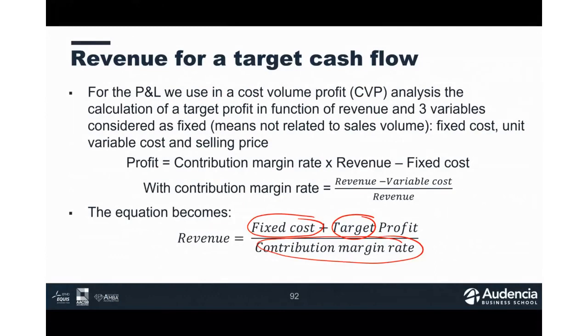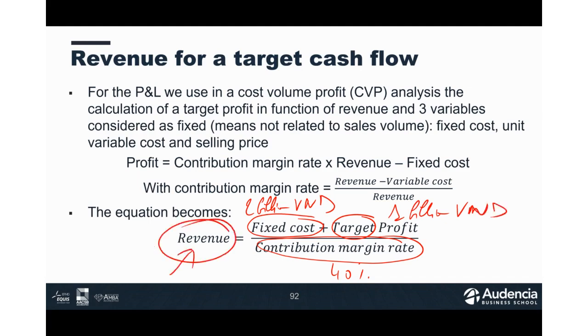If for the next year you expect to keep 40% after the variable cost, if you expect to have 2 billion Vietnamese dongs in the fixed cost and you want a target profit of 1 billion Vietnamese dong, now you can determine what is needed in terms of revenue. And you can check with the commercial department if we can reach this revenue.